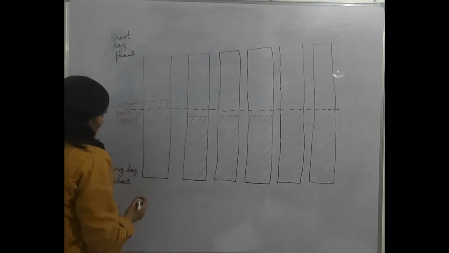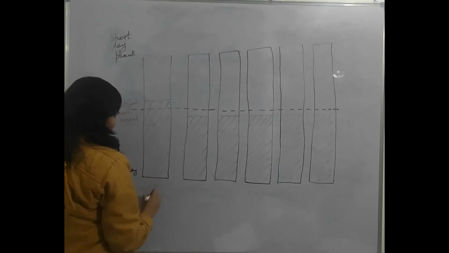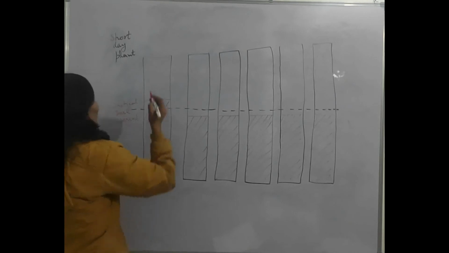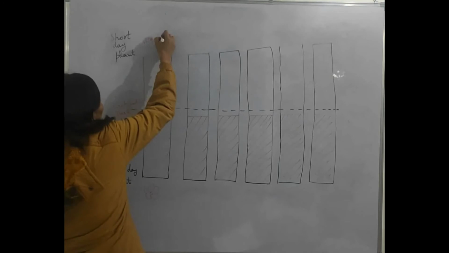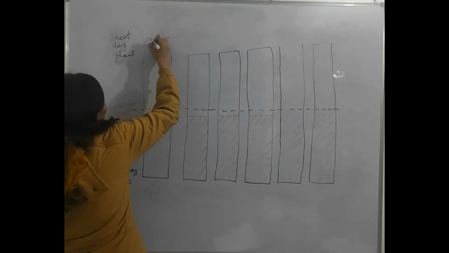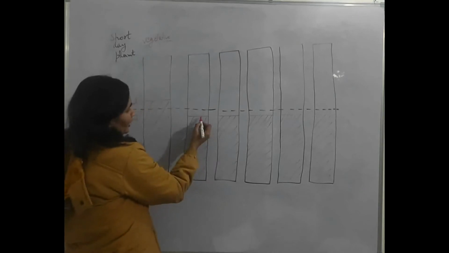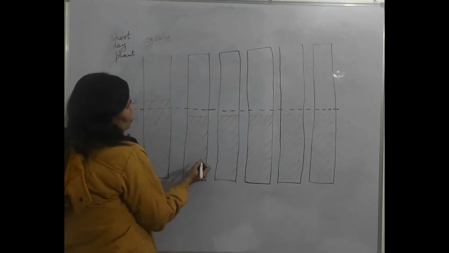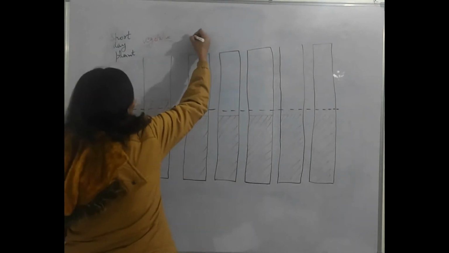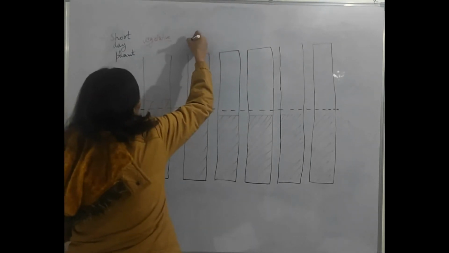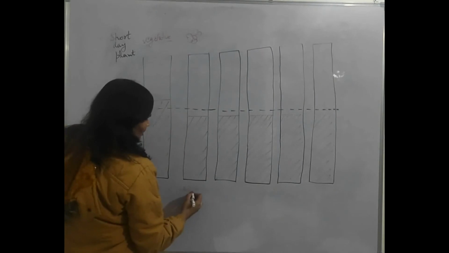So in this condition, long day plant will flower, while short day plant will remain vegetative. In second case, light day is shorter than critical dark period. In this case, short day plant will show flowering, while long day plant remain vegetative.